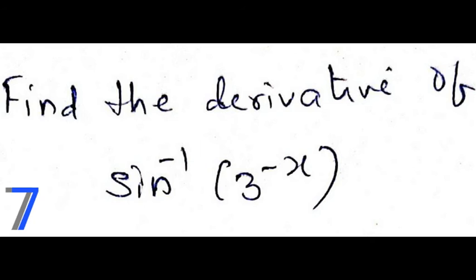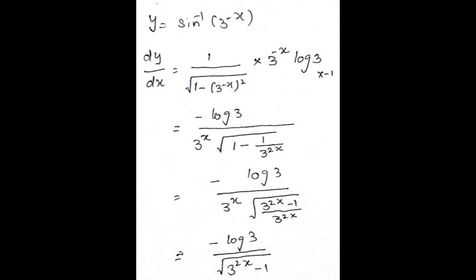Find the derivative of sin inverse 3 raised to minus x. Derivative of sin inverse x is 1 upon root of 1 minus x square. Derivative of 3 raised to minus x is 3 raised to minus x into log 3 into minus 1. Therefore, we get the answer minus log 3 divided by root of 3 raised to 2x minus 1.